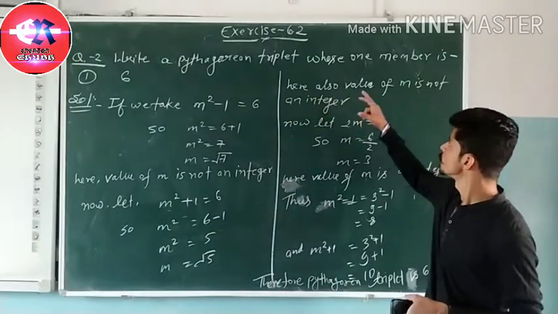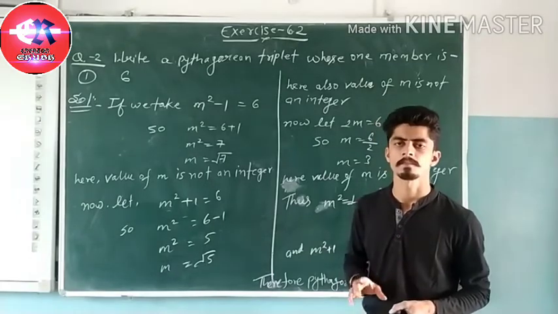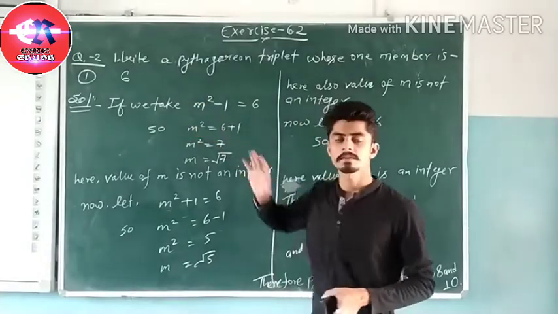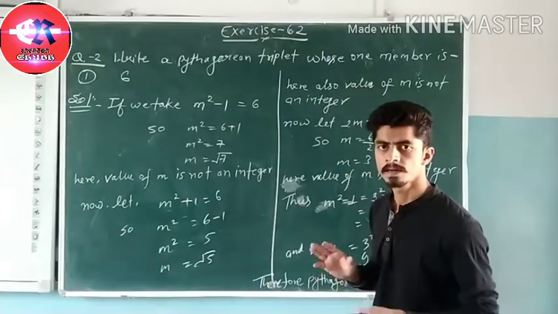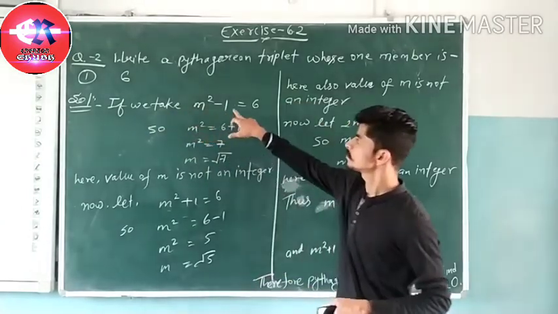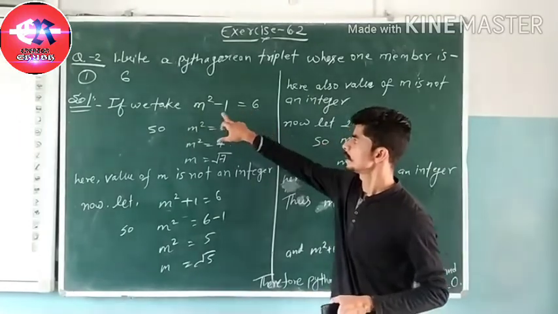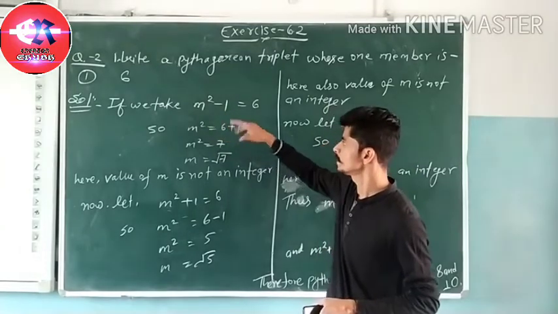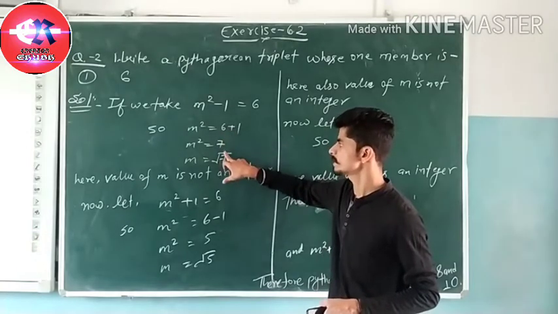Write a Pythagorean triplet whose one member is given. In this question, we have to find the Pythagorean triplet where one member is already given, which in the first one is 6. As we know, 2m, m square minus 1 and m square plus 1 form a Pythagorean triplet. So the solution is: if we take m square minus 1 equal to 6, what will be the value of m? The minus 1 will be transferred from LHS to RHS, from negative to positive, and added with 6 we get 7.